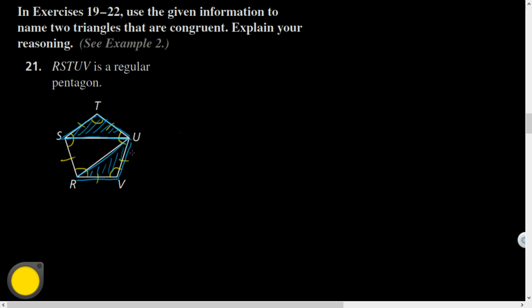So if I know all of those congruences based on angles and sides because of the regularness of this pentagon, do I have enough information to prove triangles congruent? So triangle STU is congruent to triangle, actually, I could name this either way because these are isosceles, RVU, I guess I'll call it. And the reason, side angle side. Good times. I think that's all I did, right? Yeah, I think that is.